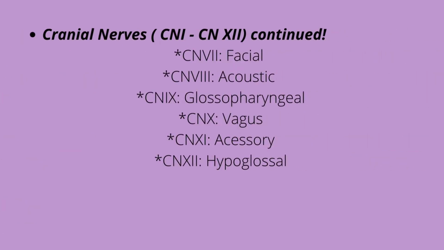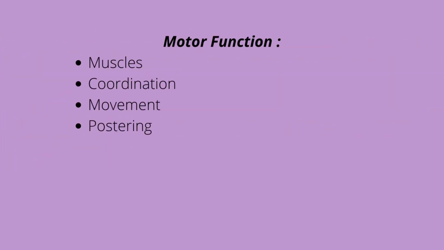Number 7 will be the facial, which will include sensory, face, and hands. Number 8 will be acoustic, which will be sensory, hearing, and balance. Number 9 will be our glossopharyngeal, which will include the sensory and posterior taste. Number 10 will be the vagus, which includes sensory, throat, motor, swallowing, speech, cardiac innervation. Number 11, accessory, will be the motor, throat, neck, muscles, and upper back. And number 12 will be the hypoglossal, which will be the motor as well as the tongue.